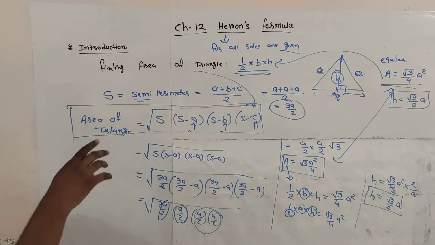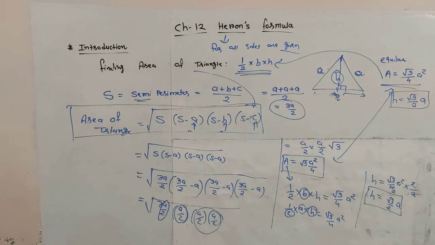So I hope I am clear with this Heron's formula, and we are using this Heron's formula for finding the area of a triangle as well as a quadrilateral, pentagon. But when we have to find the area of a quadrilateral or pentagon, then we have to divide it into smaller parts, means triangles, and we can find the area by using the area of a triangle with Heron's formula. I hope I am clear with this topic.